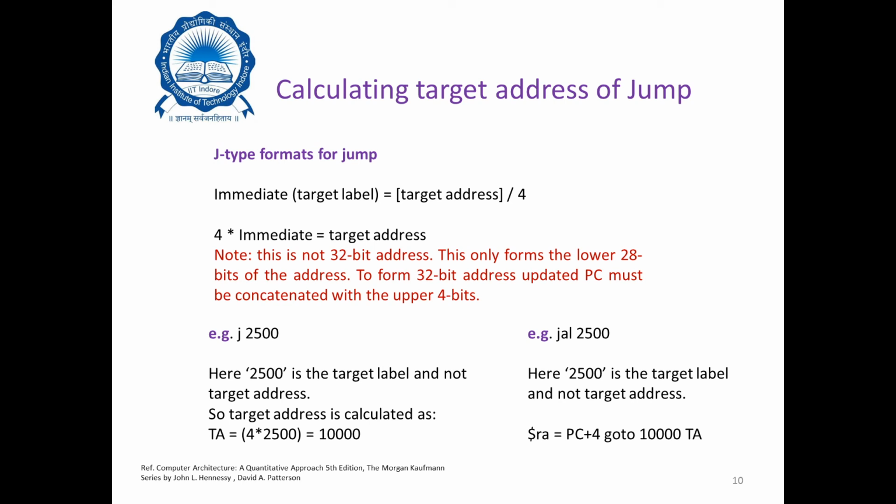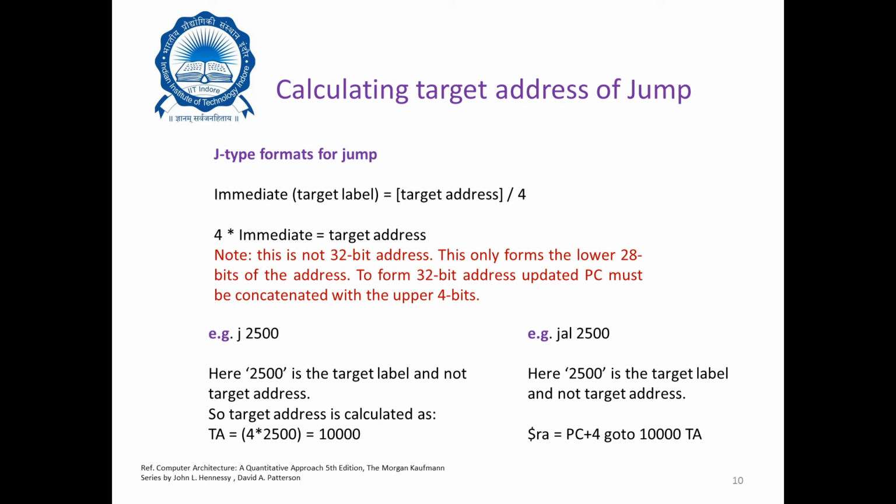To form the 32-bit address, the updated PC must be concatenated with the upper 4 bits, which I spoke about in the last slide, if you recall. That is exactly what I'm doing. I multiply the target field of the jump with 4 and then add, meaning concatenate, the upper 4 bits of PC plus 4. So if you have something like j 2500, where 2500 is the target label and not the target address, the target address is calculated as 4 into 2500, which gives you 10,000.